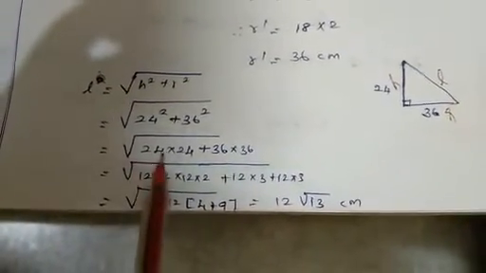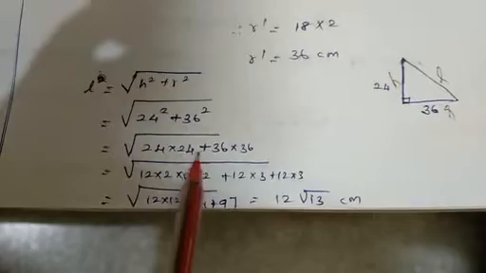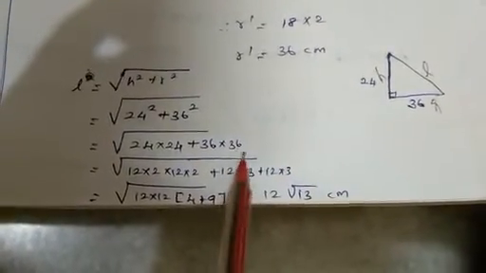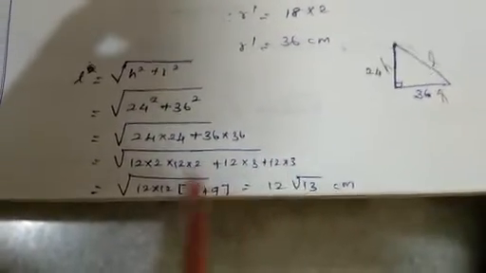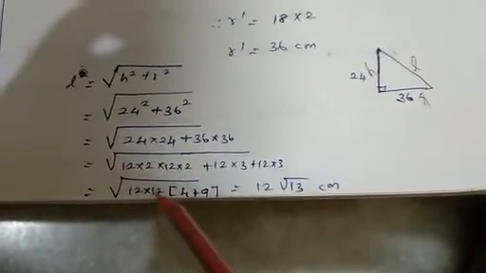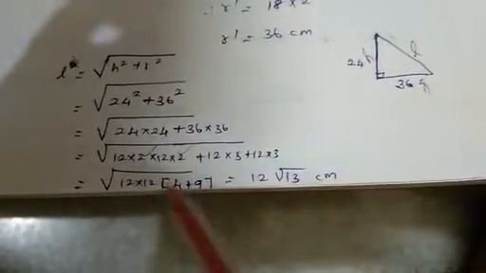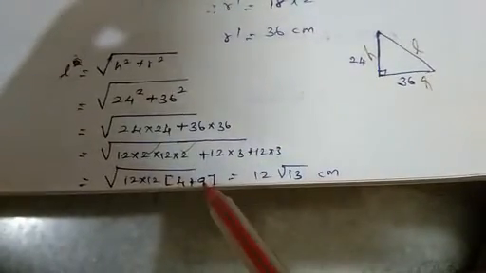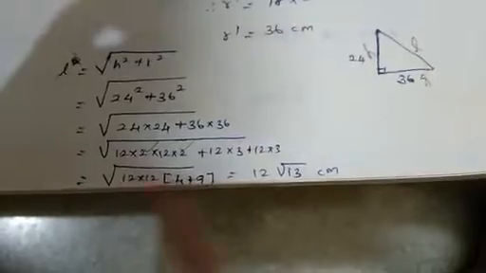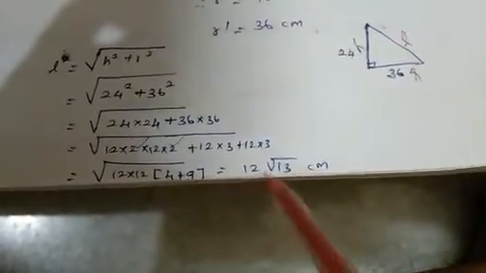So 24 we can write 12 into 2. This 36 we can write 12 into 3. So here 12 into 12 we can take outside. So 12 into 12, remaining this 2 into 2, so 4. Then 3 threes are 9. So 12 into 12 we can take outside, that is one pair, so 12. Remaining 4 plus 9, 13.